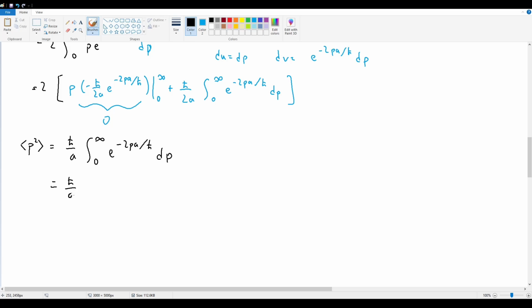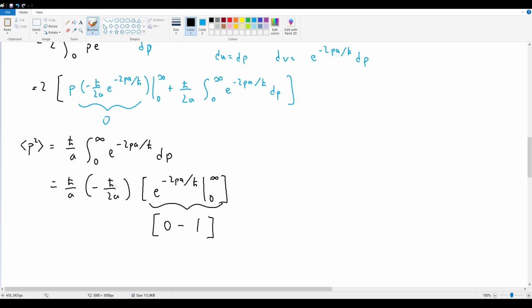in which case this is equal to h bar over a times negative h bar over 2a e to the negative 2pa divided by h bar from 0 to infinity. This term right here at infinity is e to the negative infinity, which is just 0, subtracted by 1. So the negative 1 cancels with the negative out here. Ultimately, the expectation of p squared is going to equal h bar squared over 2a squared.